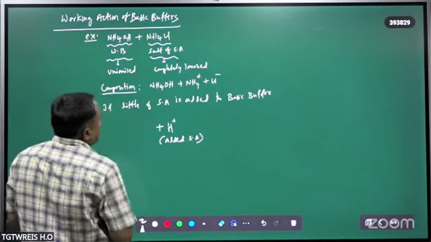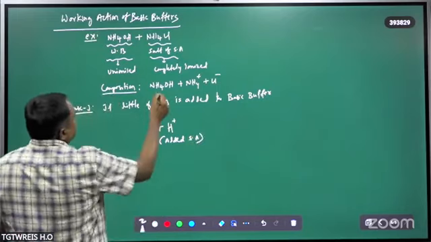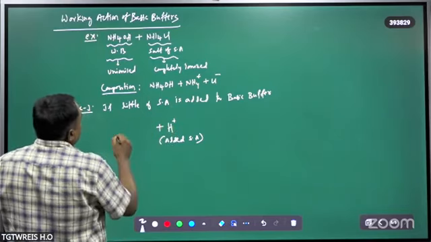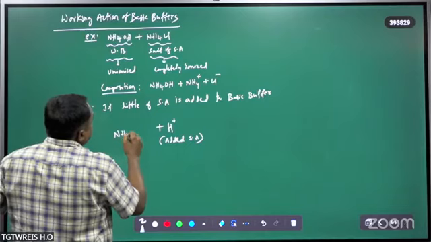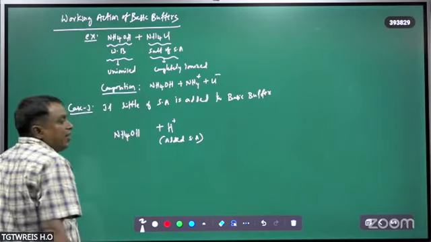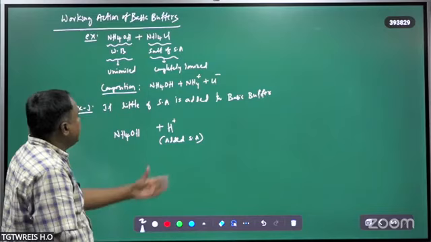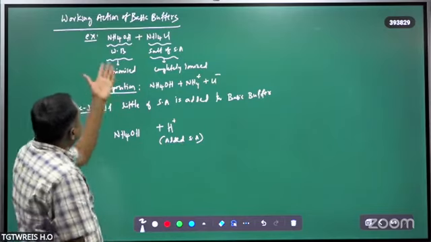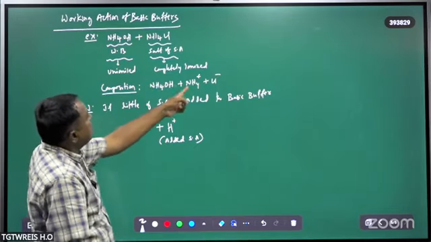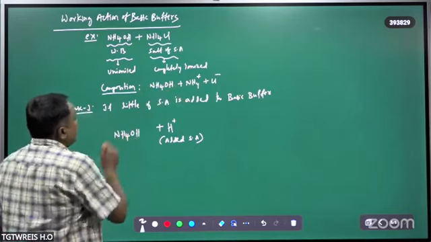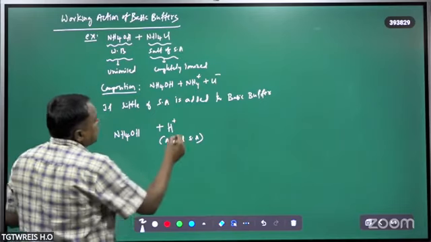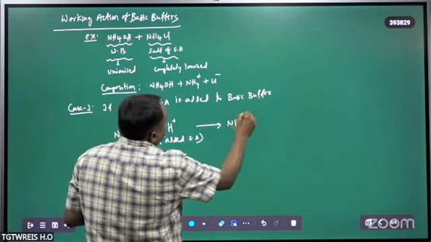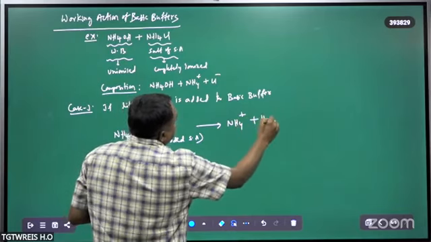So this added strong acid is the acid. Therefore, what will be the base now? Ammonium hydroxide is a base. To react with H plus, it needs a base. So this is the acid, and this is the base in the mixture. So you take the base. This NH4OH reacts with H plus to form NH4 plus and water.